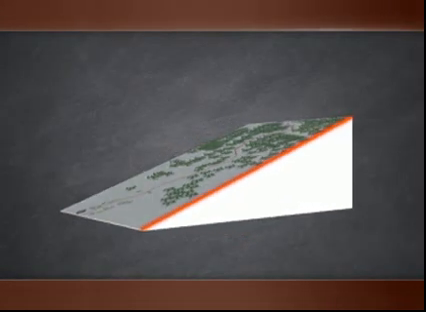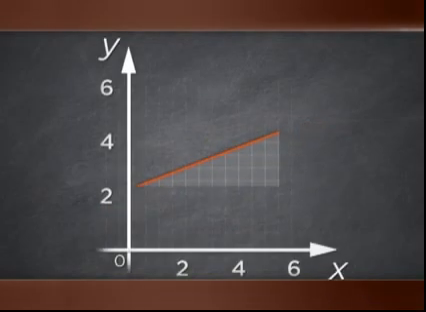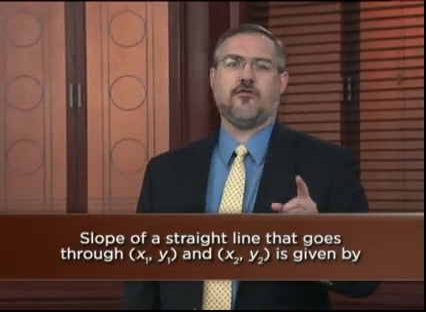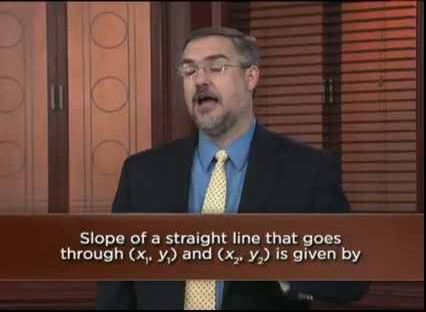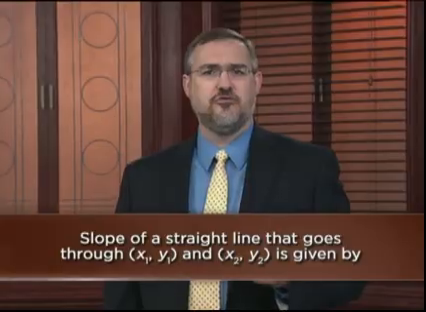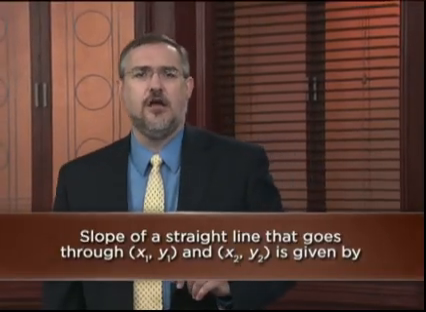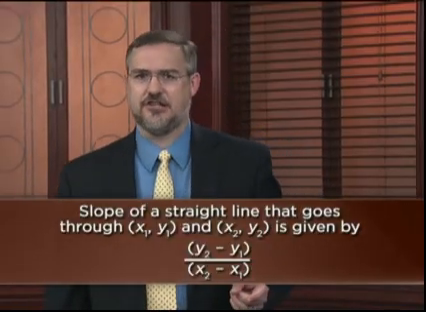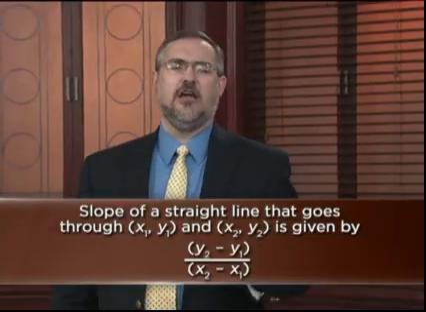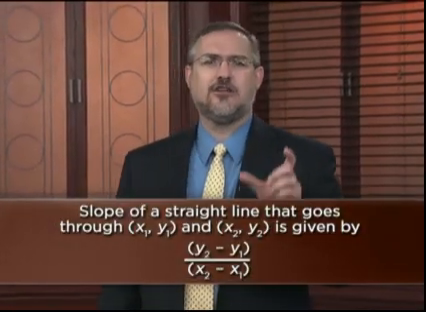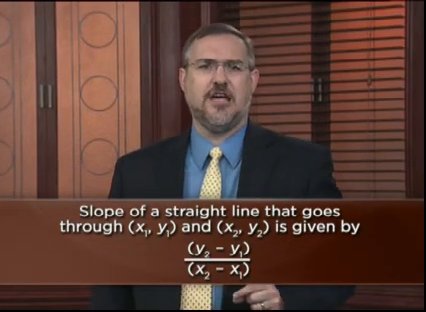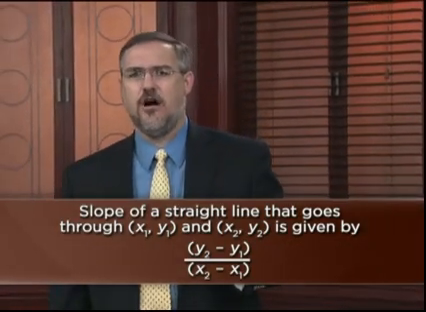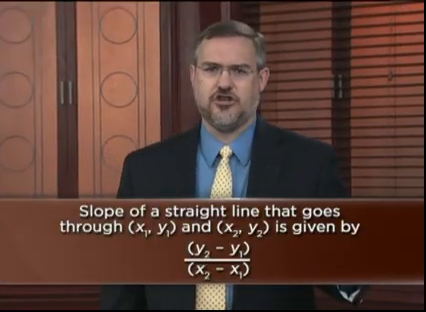And with that idea of a ski slope in mind then, let me give you a working definition for slope that we're going to use in this lesson. The definition is this: the slope of a straight line that goes through the 2 points x1, y1 and x2, y2 is given by the quantity y2 minus y1 all divided by x2 minus x1. And what is that? Well, if you want to think about it for a moment this way, that fraction is the same as the vertical change in the y values divided by the horizontal change in the x values.